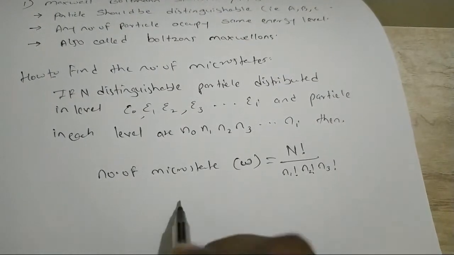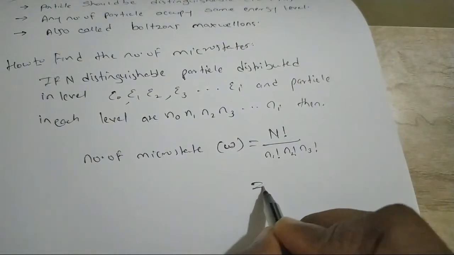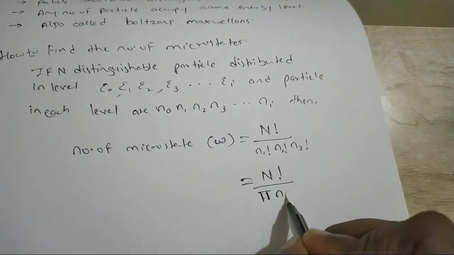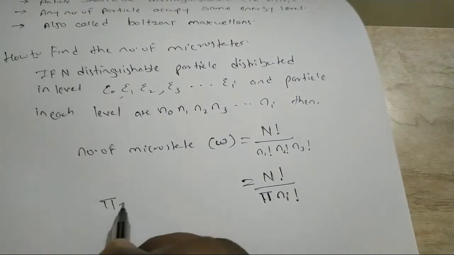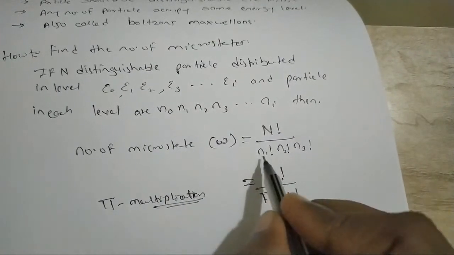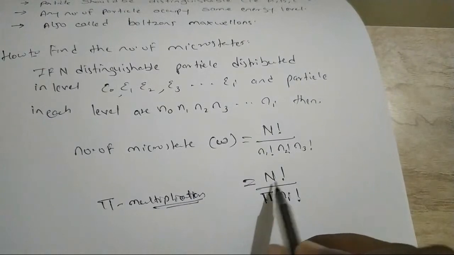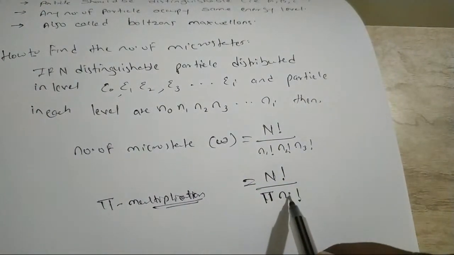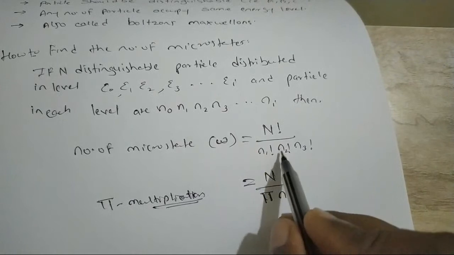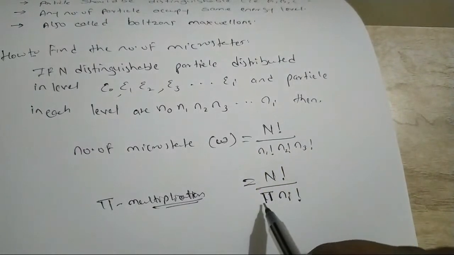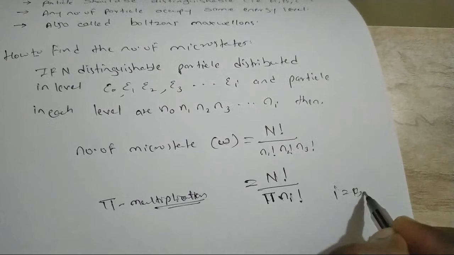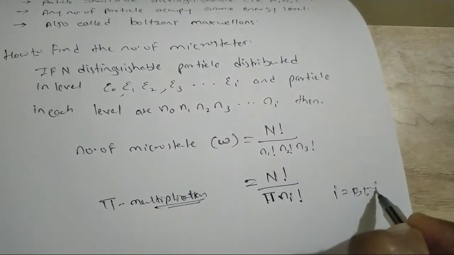So we write this as n factorial upon pi ni factorial. The pi is multiplication, that is n1 factorial, n2 factorial, n3 factorial. So this multiplication is denoted by pi, and this is ni, where i goes from 0 to I, that is 0, 1, 2, 3 till I.